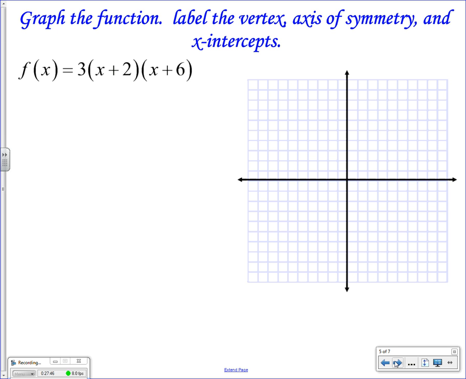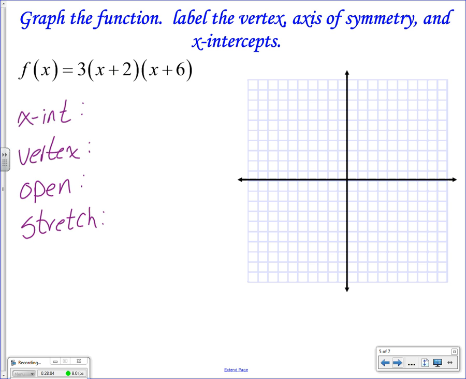So this one I'm going to ask pretty much the same questions, except there's going to be one different one. And the different one is going to be x intercepts, and then I want to know what my vertex is. Is it going to open up or down? My stretch, a, and my axis of symmetry. Okay?